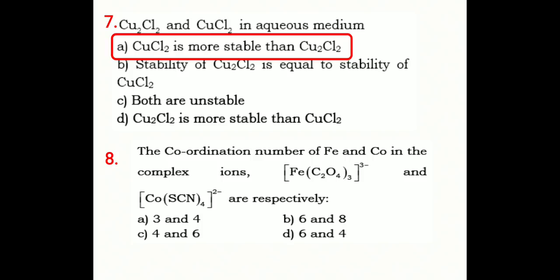The coordination compound: the coordination numbers of Fe and cobalt they are asking. So remember this is a bidentate ligand. Bidentate ligand into 3 means 6. So 6 and 4 or 6 and 8, 2 options left. And here SCN is a monodentate ligand, monodentate, hence it is equal to 4. Hence the answer for this question is 6 and 4.